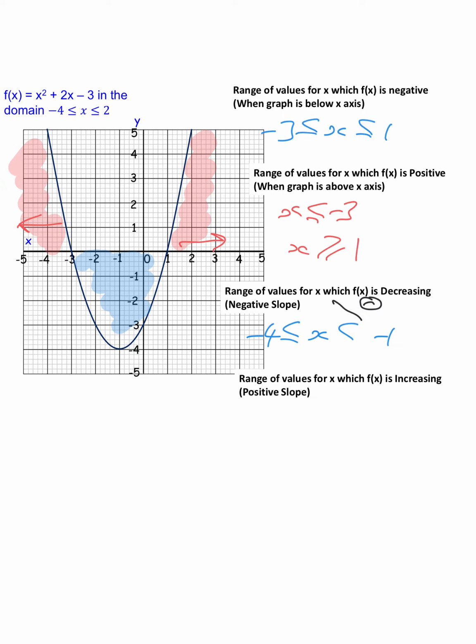Next one then, the range of values of x for which f of x is increasing. So again, going from the bottom here up to the top, because a positive slope will go in this direction. So we're going from -4 to 2. x is greater than -4, less than or equal to 2. And that's it. Okay, we'll look at another example.